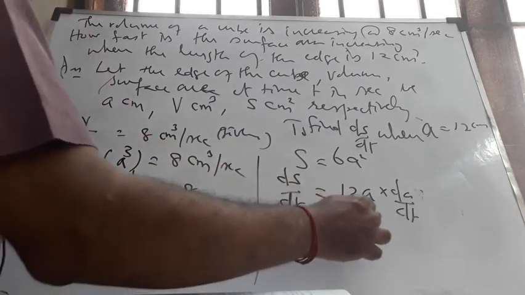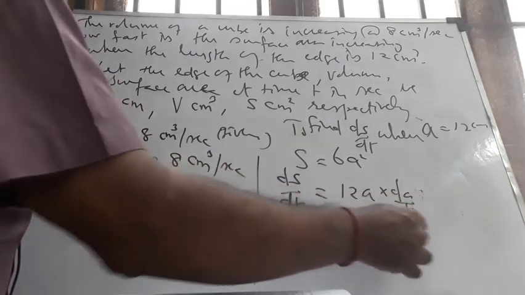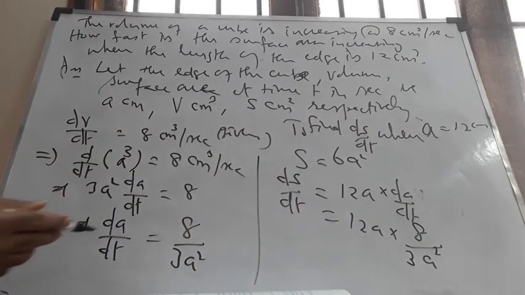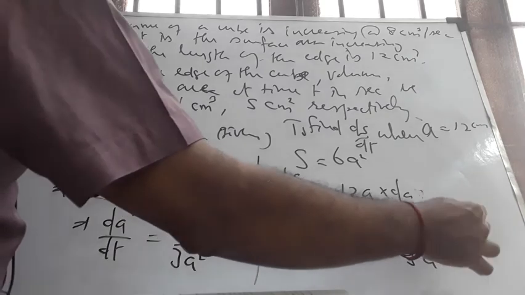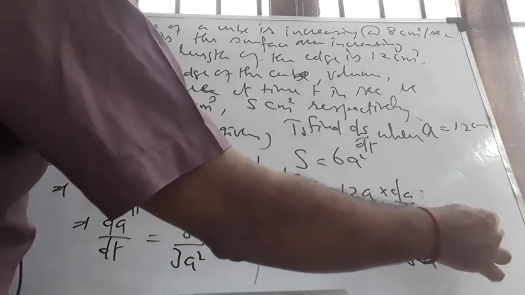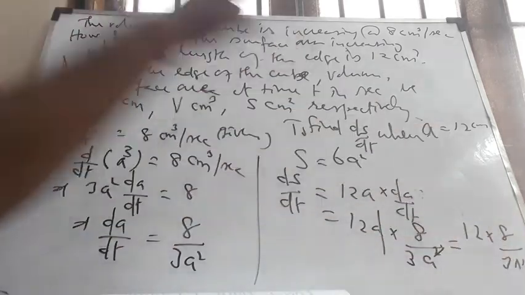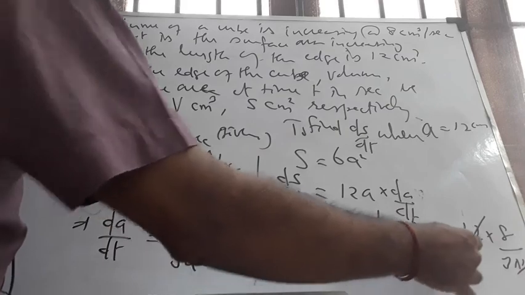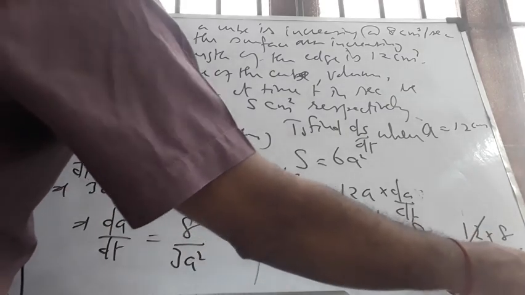Let me substitute the value. What do I get here? It is 12a into 8 by 3a square, since dA by dt is already given to you. Now one a gets cancelled. Therefore 12 into 8 by 3 into 12. The value of a is given to be 12. Therefore 12 gets cancelled. Therefore this is reduced to 8 by 3 centimeter square per second.